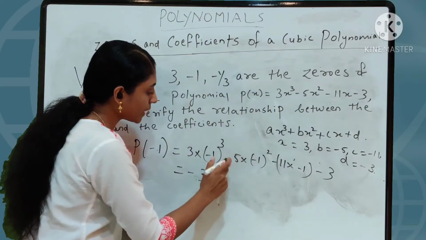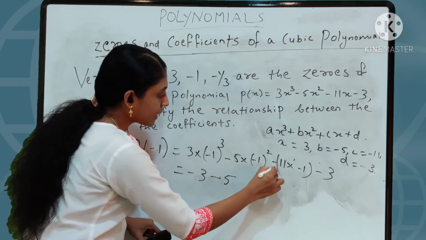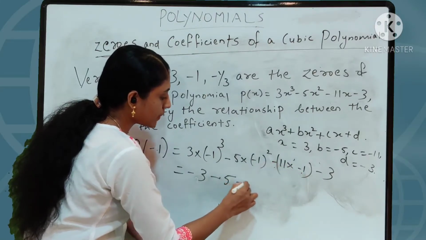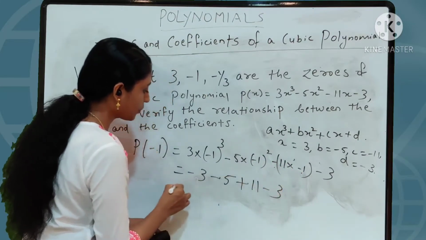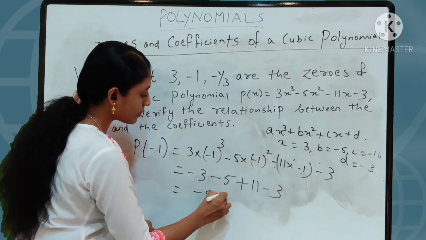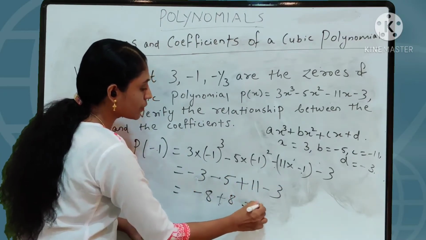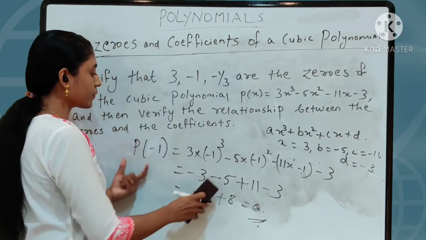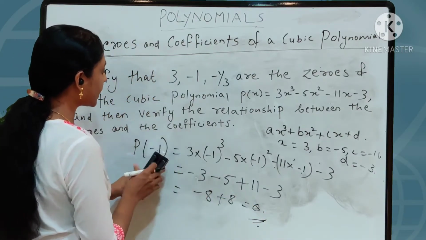So plus 1 into minus 5 is minus 5. Minus 11 into minus 1 is plus 11. Minus 3. So minus 3 minus 5 is minus 8. Plus 11 minus 3 is plus 8. So 8 gets cancelled. The value is 0. So two zeros we got, that is plus 3 and minus 1.